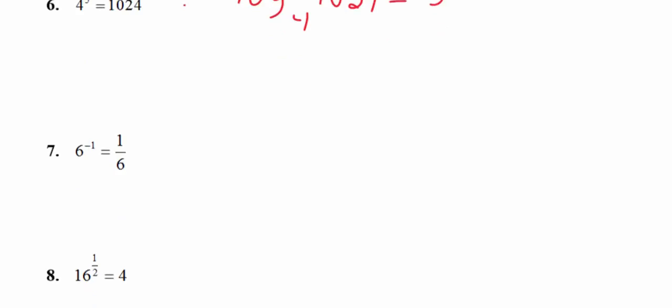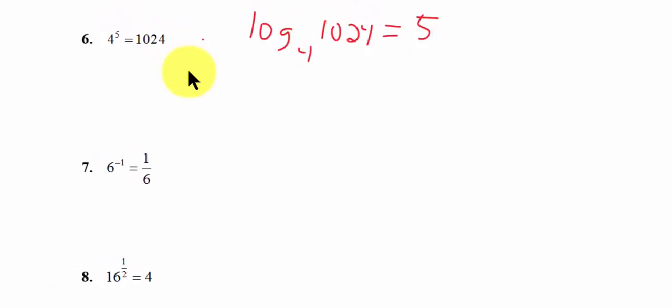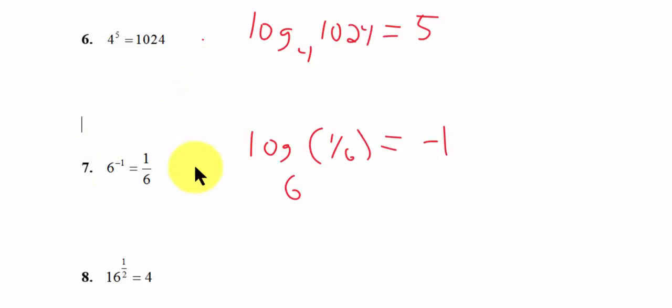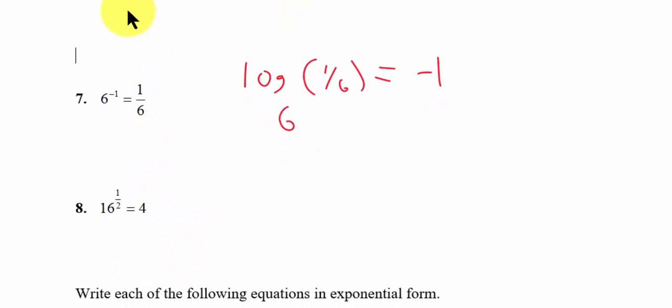Okay. Number 7, all right, so now they have a fraction and a negative number. Well, the steps are still the same. The base of my exponent is 6. The 1 over 6 comes inside, and the negative 1 is on the outside. Okay, so number 7 is done. Number 8, okay, now our exponent's a fraction. Again, the base of our exponent is 16, so I write log base 16. The exponent's the 1/2, and the 4 comes inside. Okay, so this is log base 16 of 4 equals 1/2.